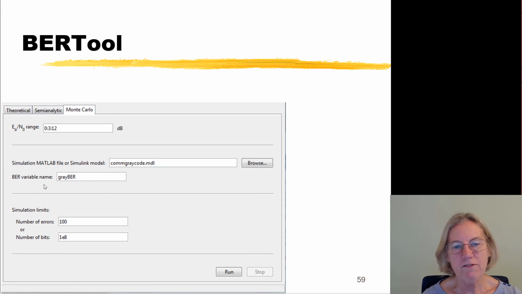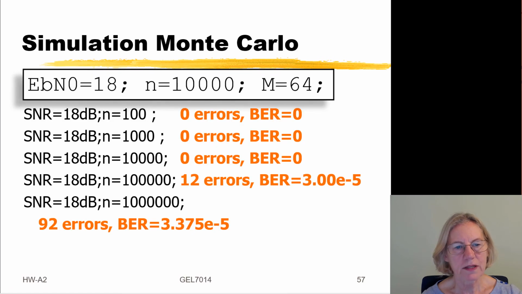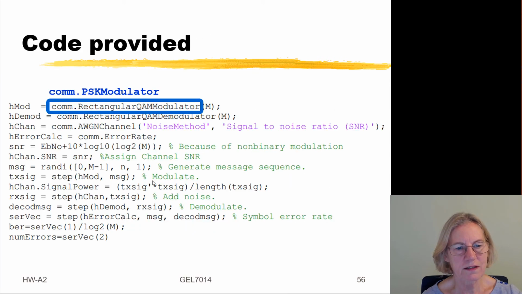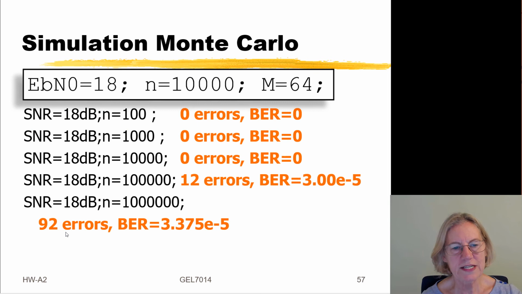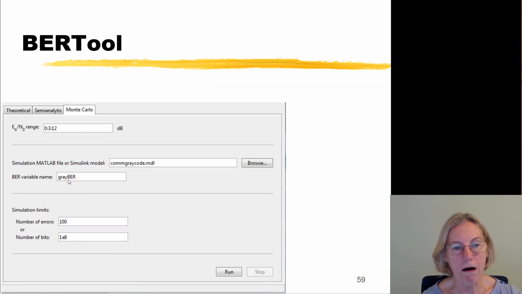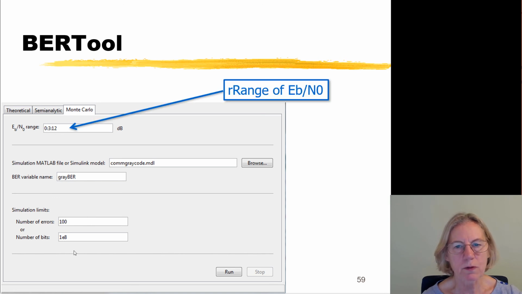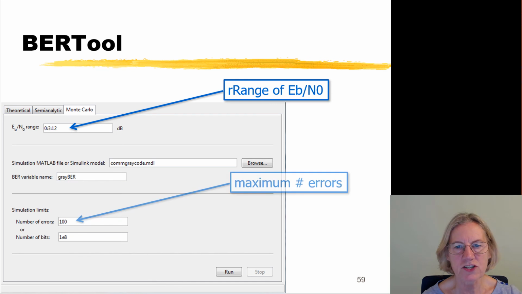It could be either one. And then inside of your program, you're going to have something that says the bit error rate. And I believe here it's BER. And so you would tell it, well, it's the variable called BER that has the bit error rate in it. And now here is the important thing. It's the simulation limits that we'll be looking at. So first it's the range. Then this down here is we're going to be telling it the maximum number of errors.